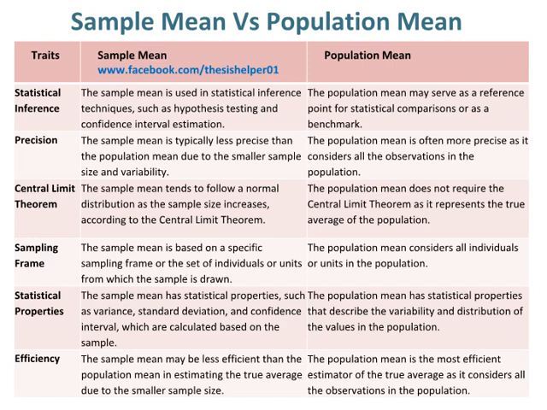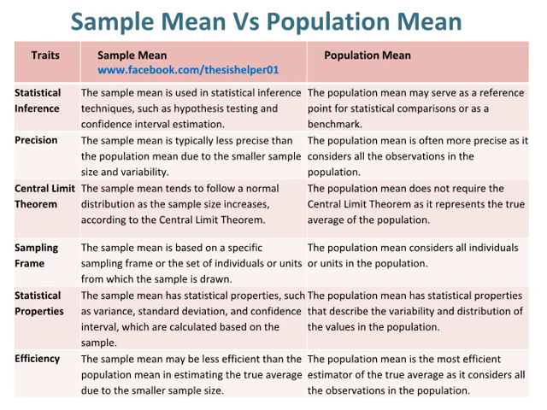The sample mean tends to follow a normal distribution as the sample size increases, according to the central limit theorem. Whereas, the population mean does not require the central limit theorem as it represents the true average of the population. The sample mean is based on a specific sampling frame, or the set of individuals or units from which the sample is drawn. Whereas, the population mean considers all individuals or units in the population.